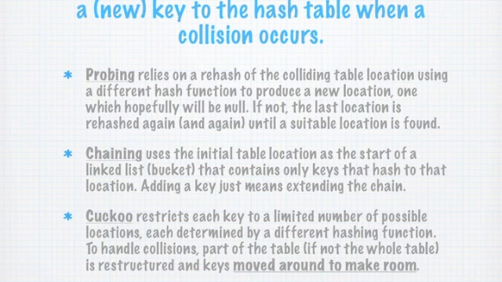Now, cuckoo restricts each key to a limited number of possible locations, each determined by a different hashing function. For example, if you have two hashing functions, you will find a particular key in one of two places.